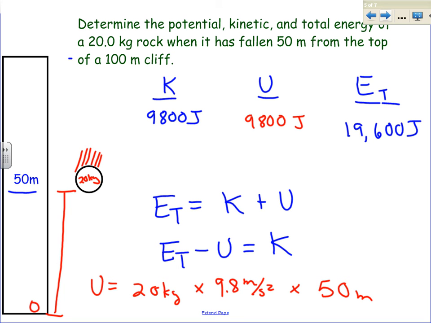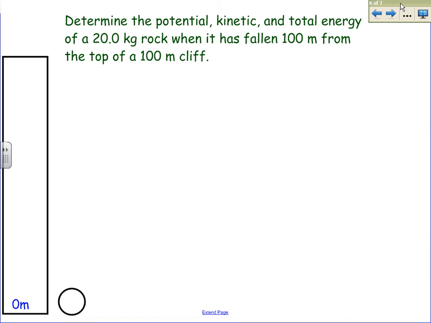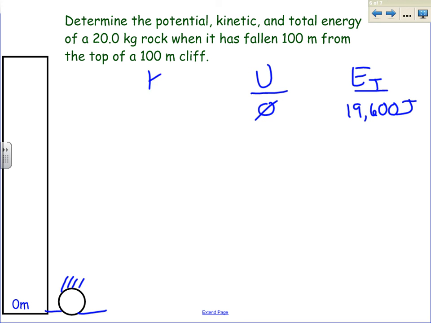Now, let's look at its energy when it's at the bottom. It's still moving, so it does have velocity, but it's not above the Earth. So we know potential energy this time is 0. Your total energy is 19,600 joules, so your kinetic energy is 19,600 joules. Remember, your kinetic energy plus your potential energy always has to be a constant number.